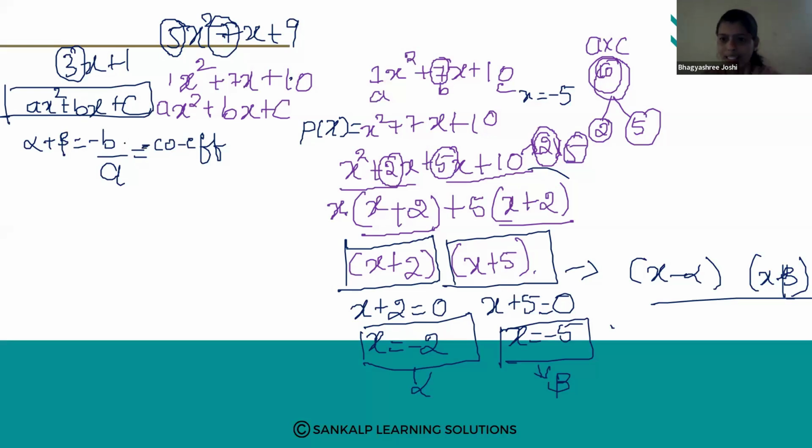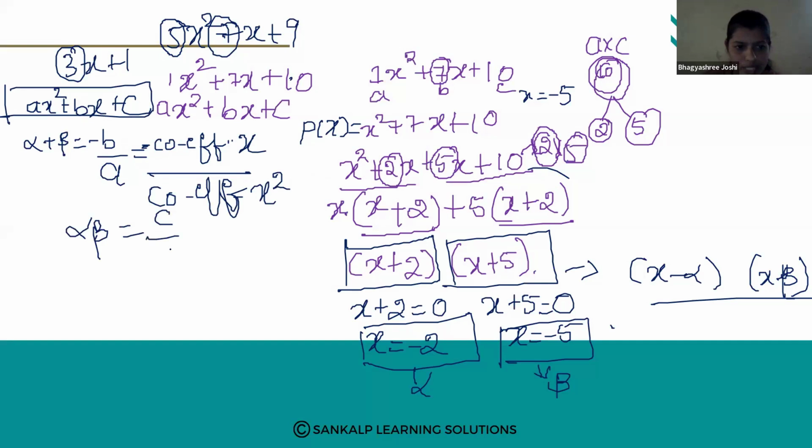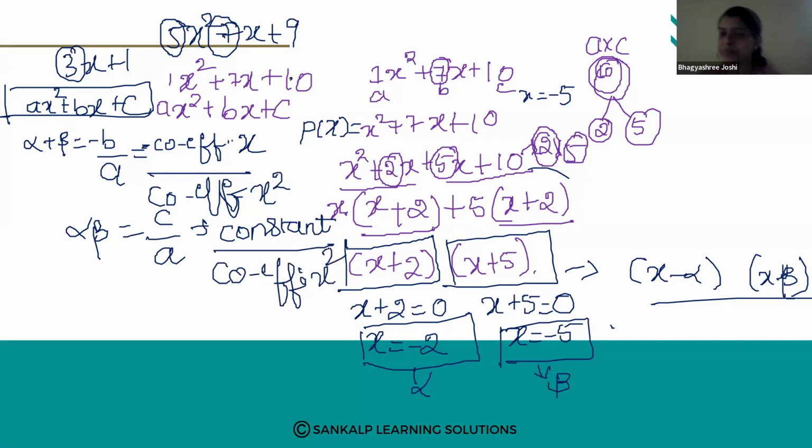Minus, keep as it is, minus coefficient of x. Okay, next, A means it is the coefficient of x square, right? So alpha into beta is equal to C divided by A. C means it is the constant term and A is the coefficient of x square, right? Understood?